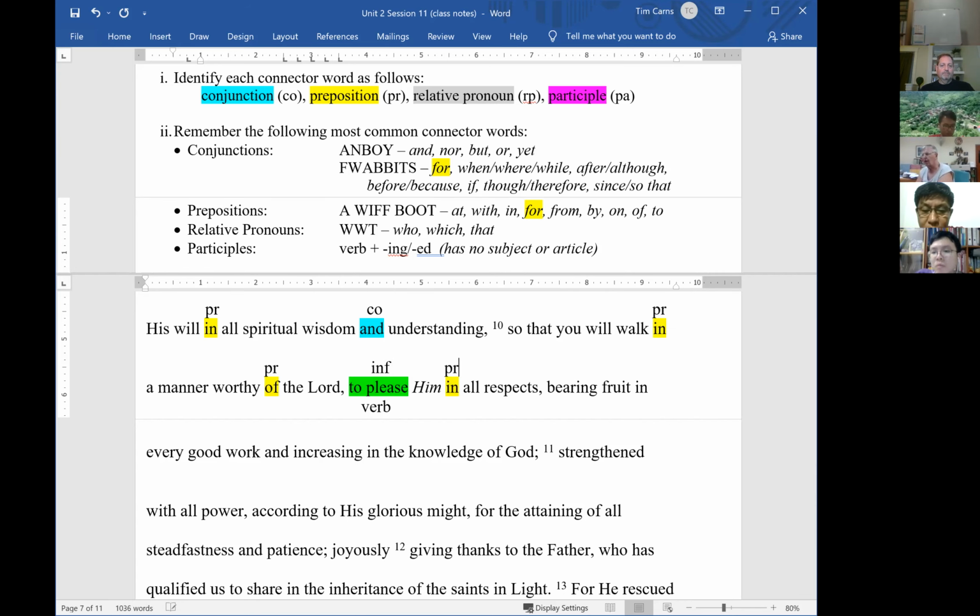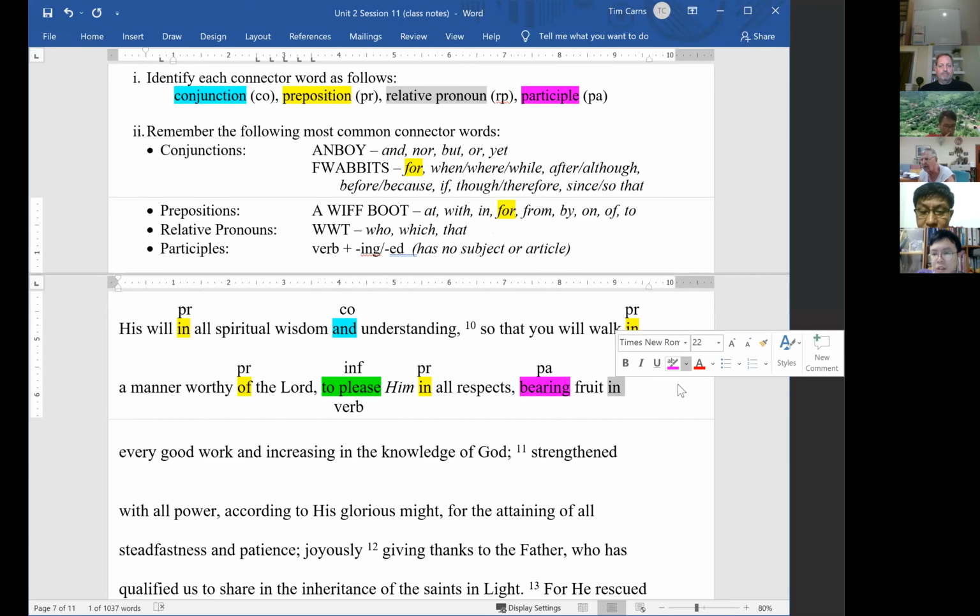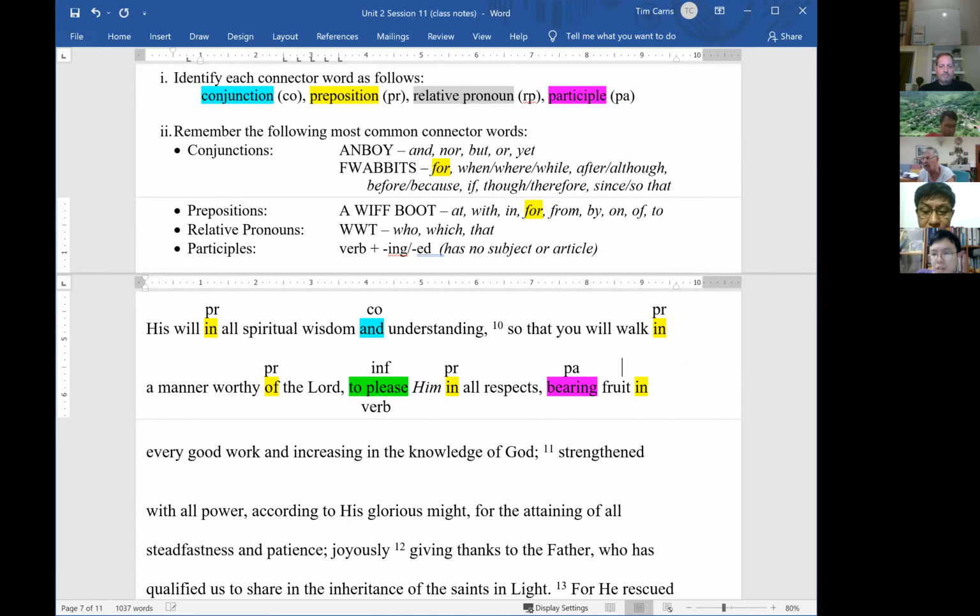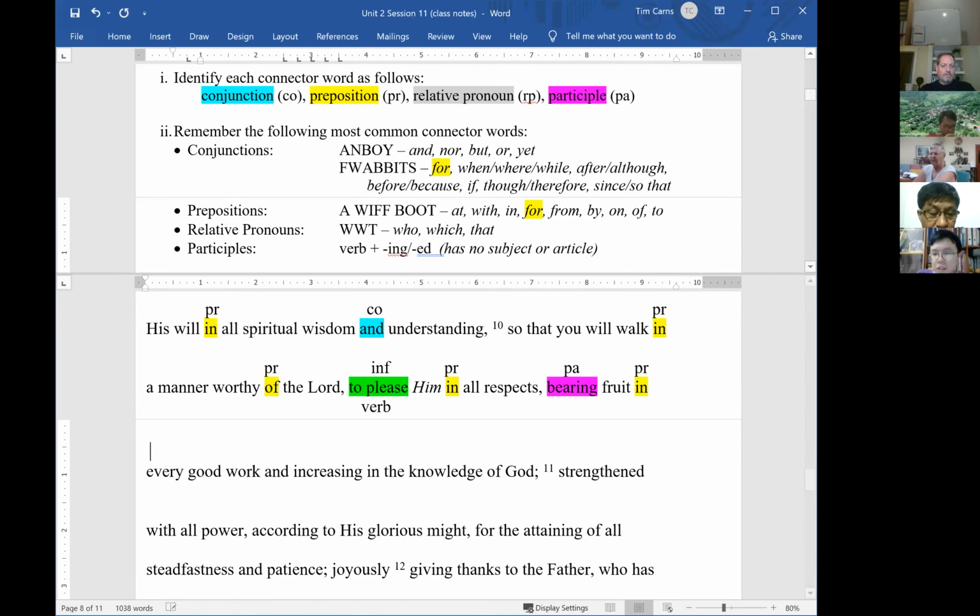Then we have a participle. Is that bearing? Yes. Participle. And then in is another preposition. Good. And that would be a coordinating conjunction. Yep, that's the word, conjunction. And then we had another in the knowledge. Yep, preposition. Of would be of God. That's another one followed by a noun.